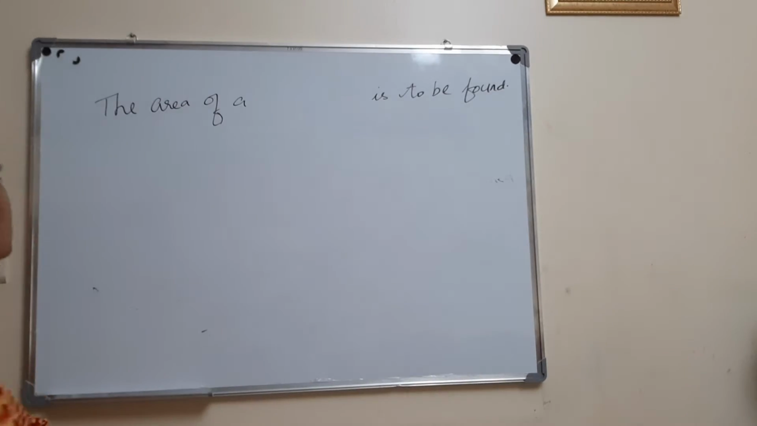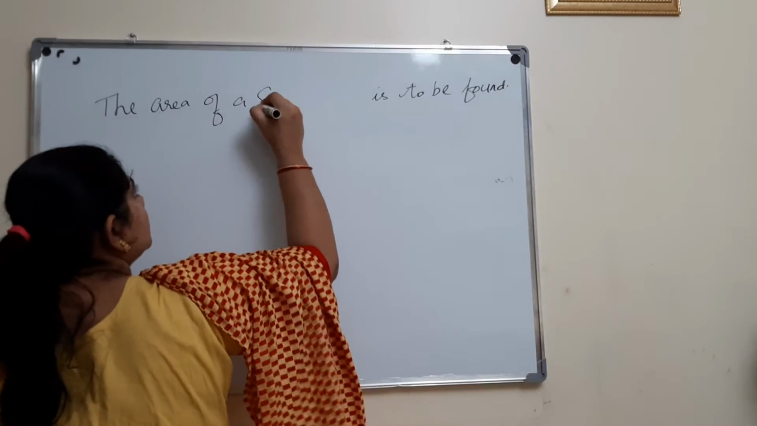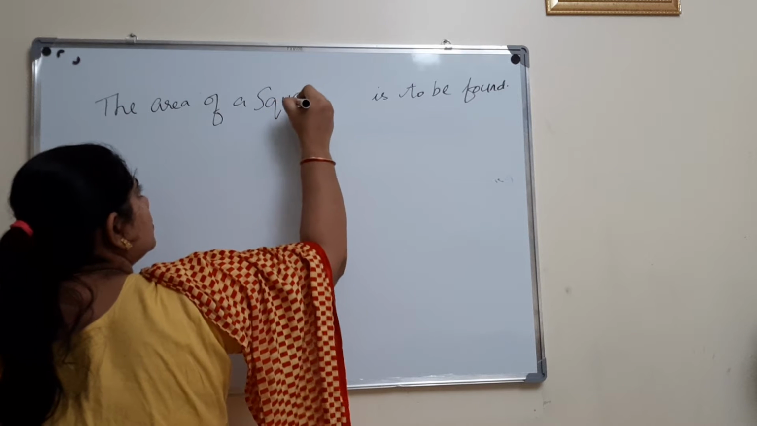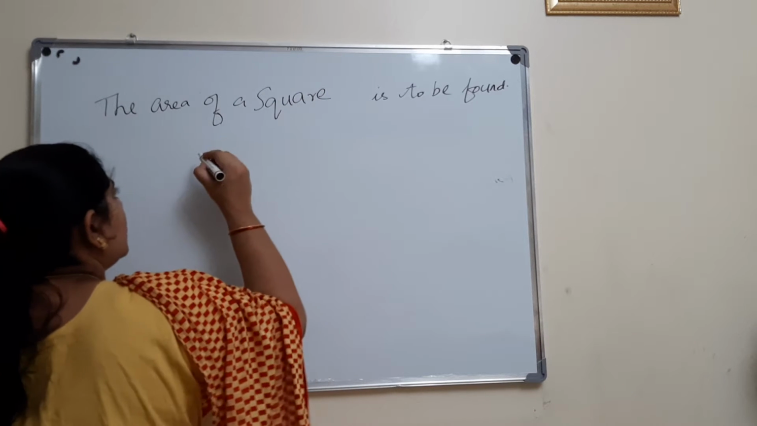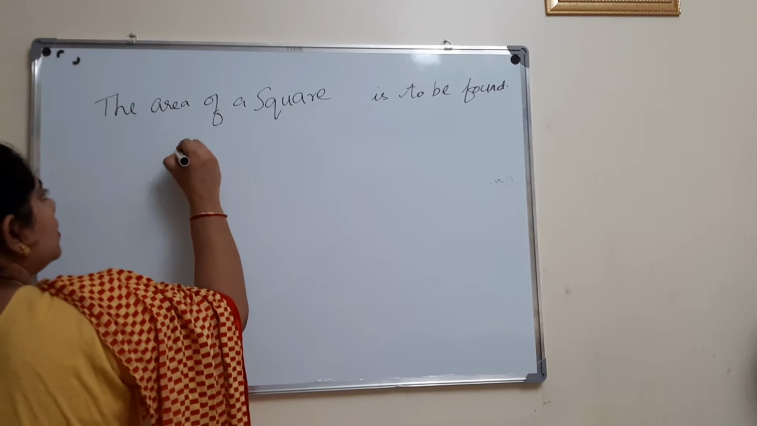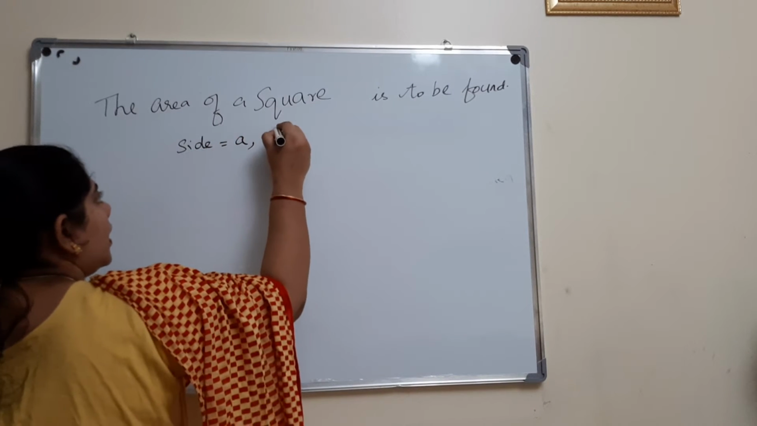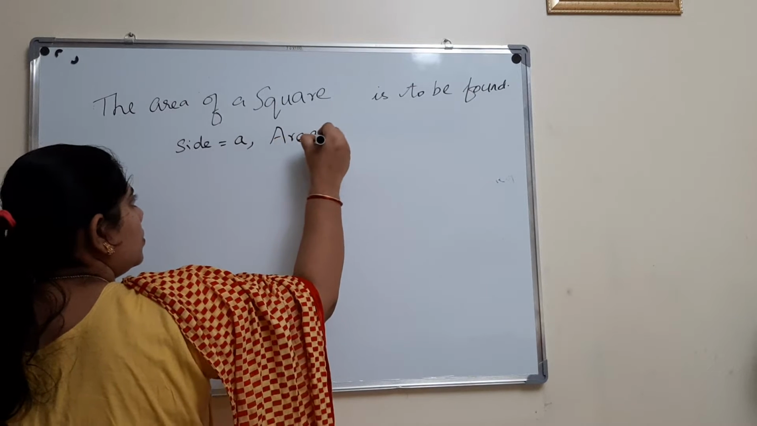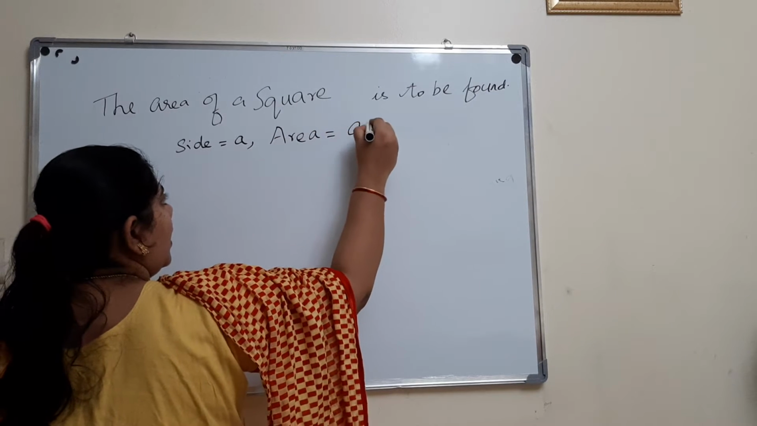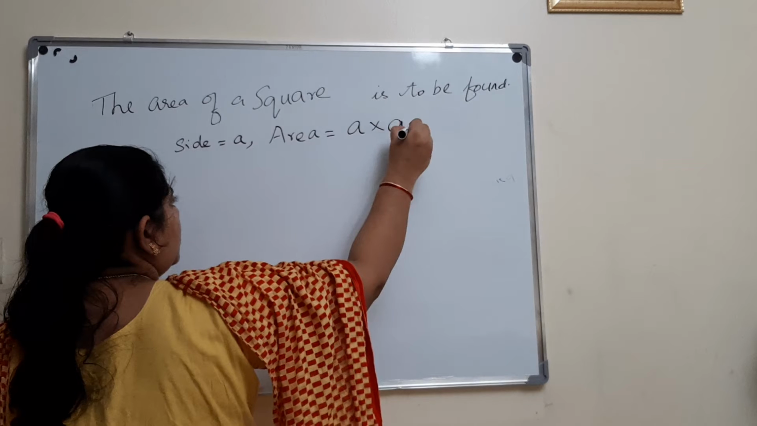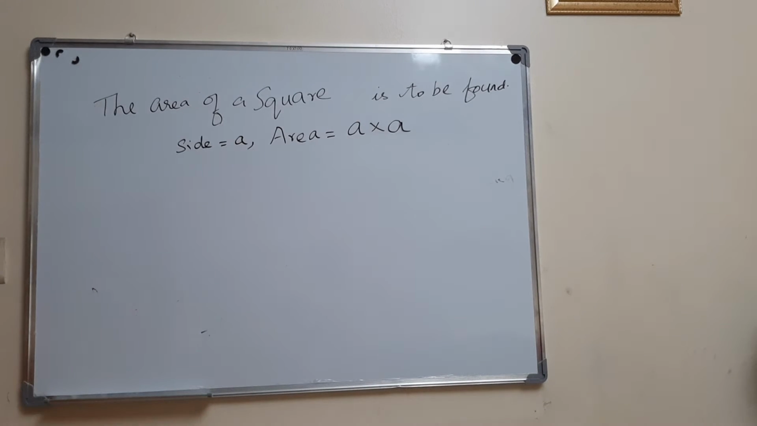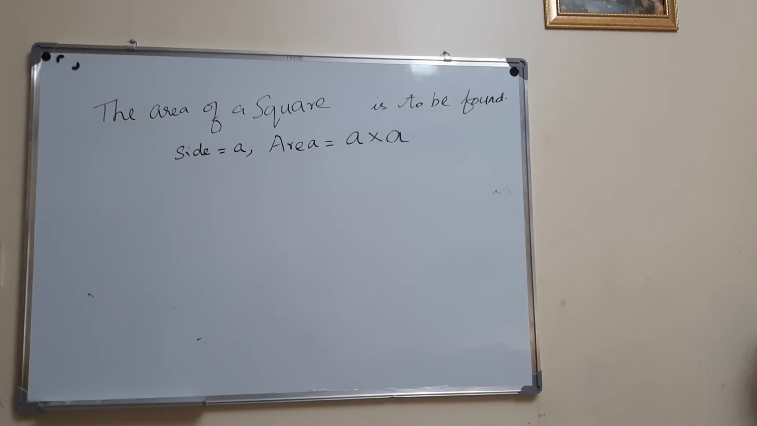Area of a square with side A. Area is equal to A into A, that is side into side. That is our formula. Side into side is area.